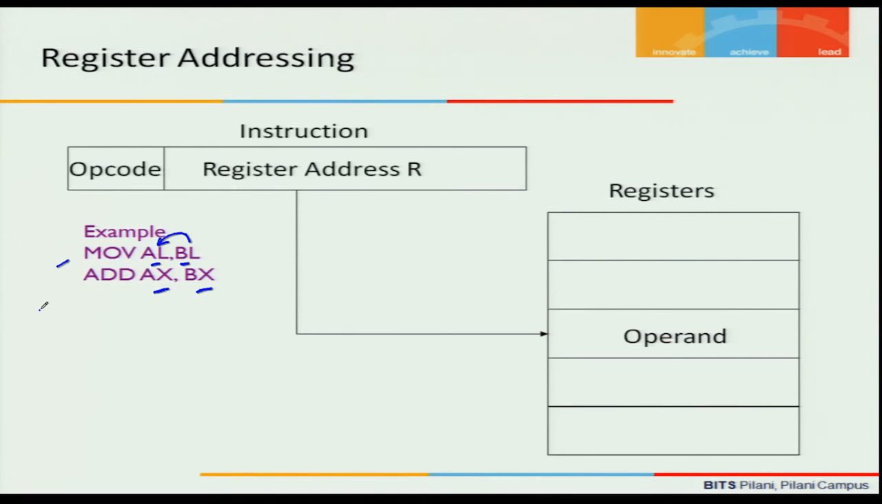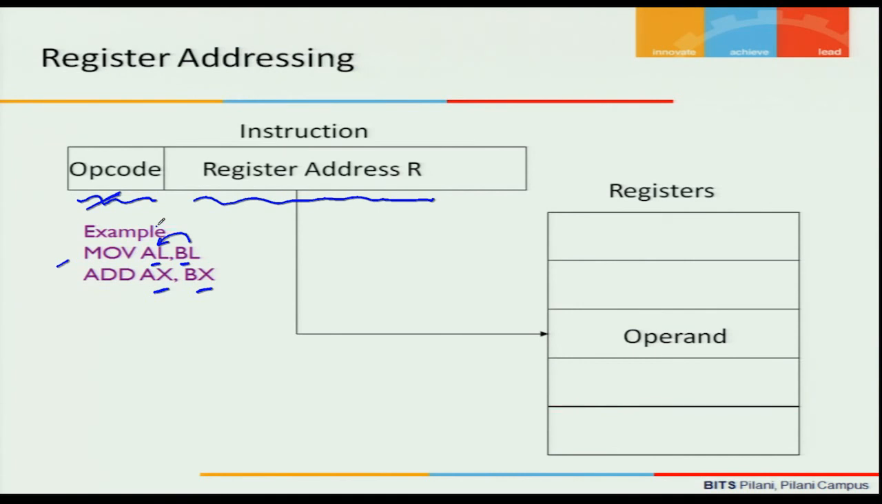So typically, if we see the composition of the instruction for register addressing, you will see that there would be an opcode which will define what is the work to be done. For example, whether a move is to be done or an addition is to be done, that is defined by the opcode. And then you will have to code in the instruction the registers on which the move or the addition is to be done. So the rest of the instruction will have codes for registers.